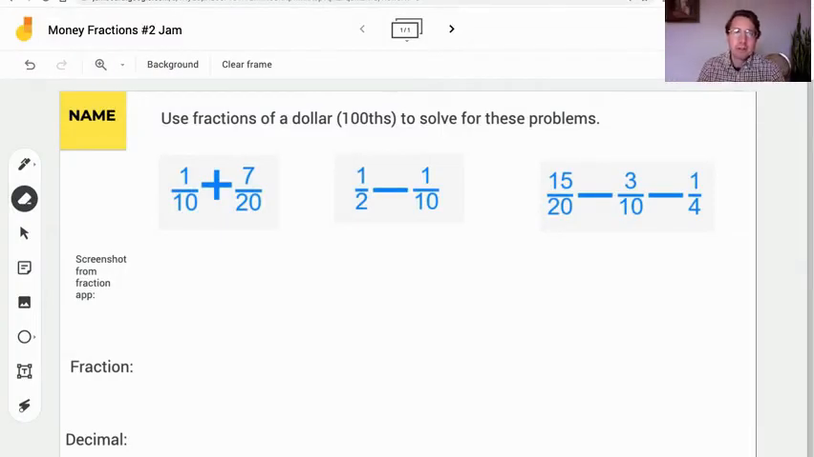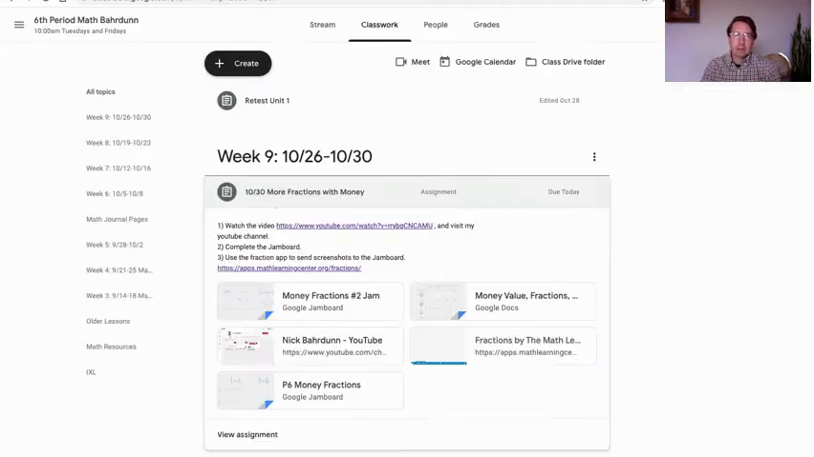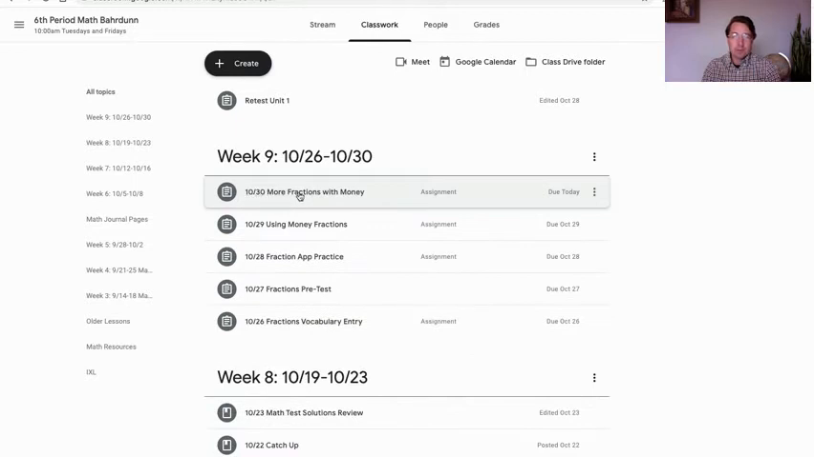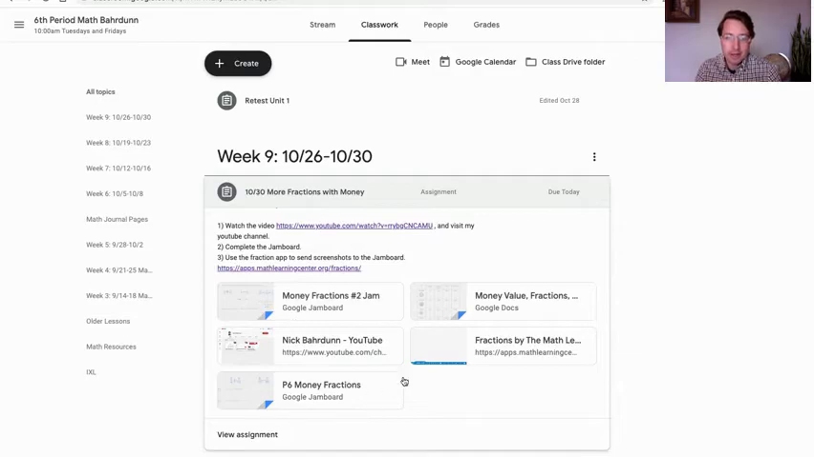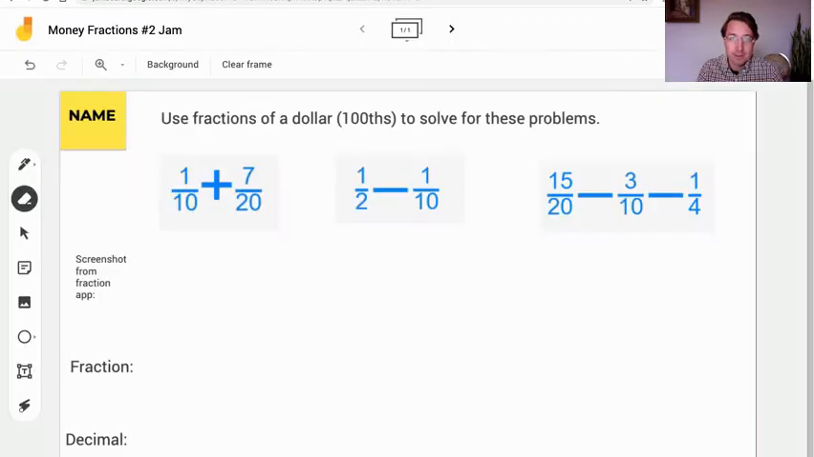Today, we're going to look here at our work. If you go to our classroom, week 9, so we have the 30th of October, more fractions with money. And you'll find here many different things. Some of the stuff I went over in class, but it'll be the one that has your name with the money fractions number 2 Jam. So let's open that up.